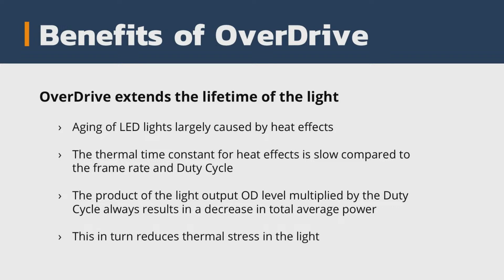So the total product of current drive level times duty cycle always is a lower power level than the average power of the light if it were continuously on. This reduces heat from the light, which reduces thermal stress in turn, and ultimately makes the lifetime of the light equal or longer than if it were used in continuous mode.